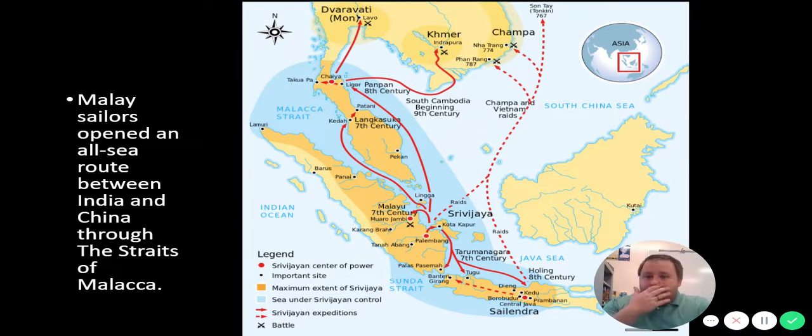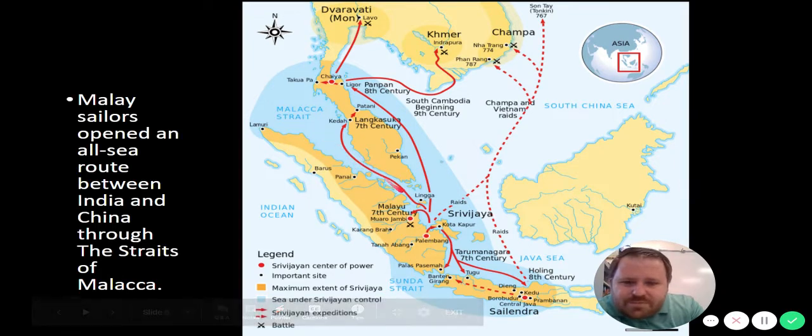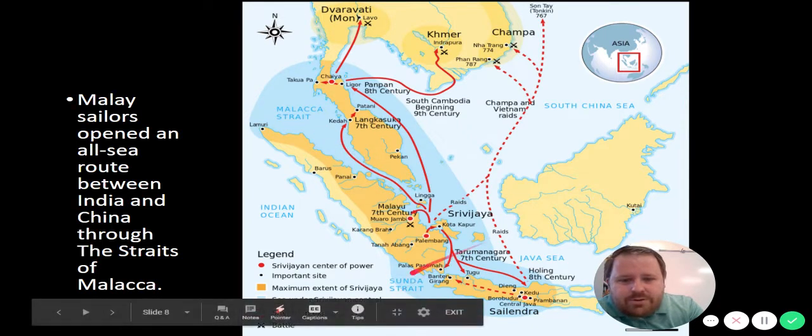All right, Malay sailors opened an all-sea route between India and China through the Straits of Malacca. So you've got this strait right here, the Strait of Malacca, and then the Sunda Strait coming through here. Both of those, I guess I can use the pointer right here. Both of those become very important in this time period. These straits do, because to get from India to China or East Africa to China or anything, you have to go through Southeast Asia, and you've got to go through one of these two straits unless you want to go a long way out of the way.